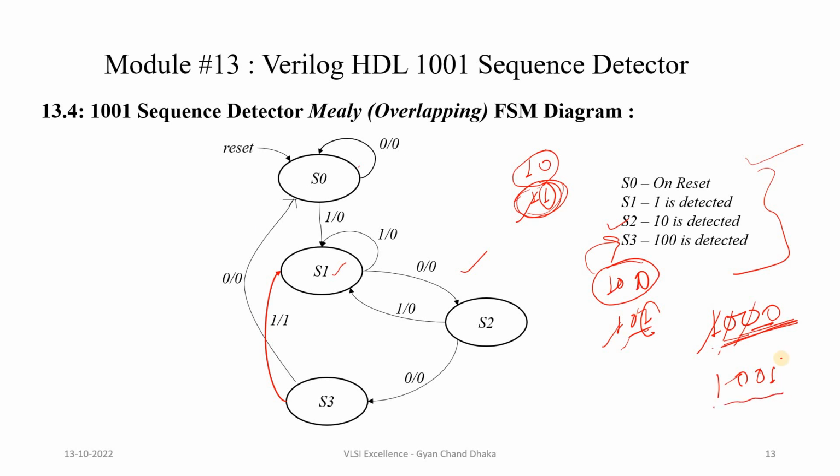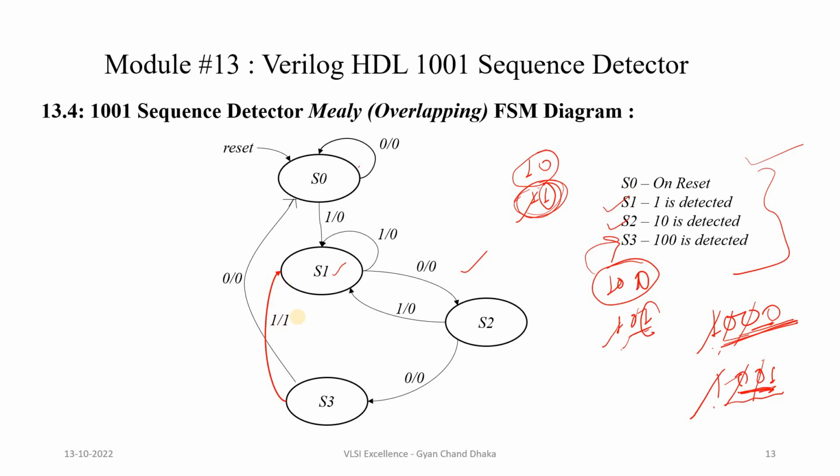But when 1 0 0 1 is detected, that means our output is going to be high. But what is going to be our next state? Start removing the bits from starting. Remove 1, 0 0 1, no state. Remove 0, 0 1, no state. Remove 0, 1, yes, S1. So if we are in S3 state and 1 is detected, our output is going to be 1 and the next state is going to be S1.